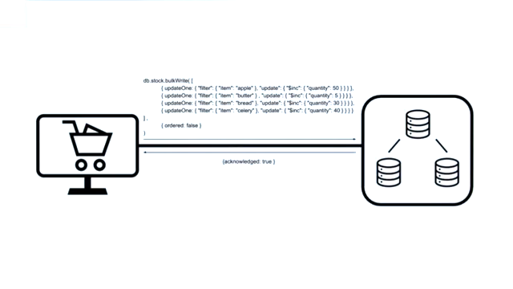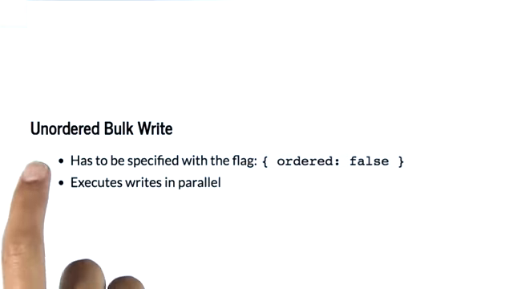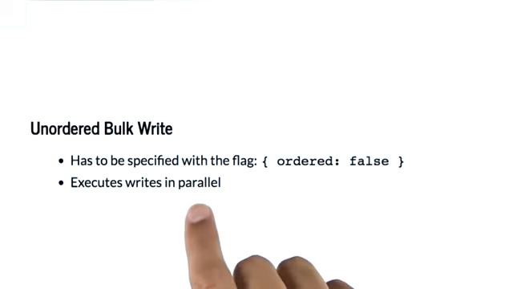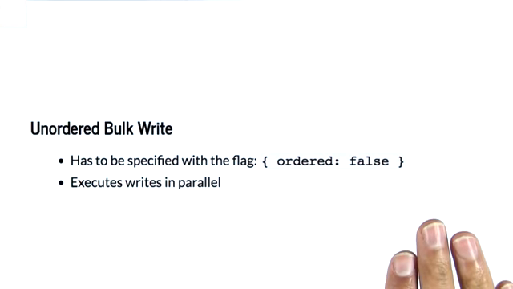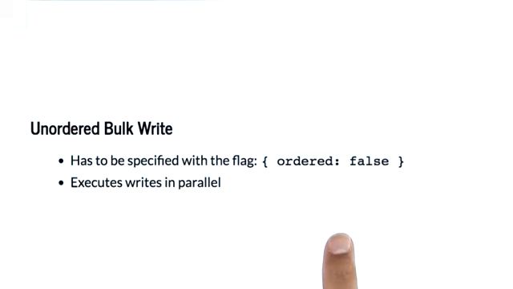So if the writes in our batch don't have any sort of causal relationship, then the client can send them over in an unordered bulk write. This will execute the write operations in parallel, so the writes are non-blocking. And as a result, a single failure won't prevent any of the other writes from succeeding. Now those writes might fail on their own, but their execution is not tied to the success of any of the other writes.